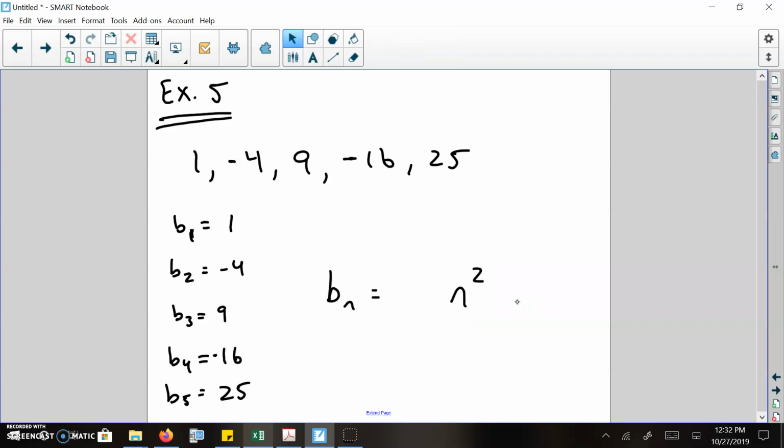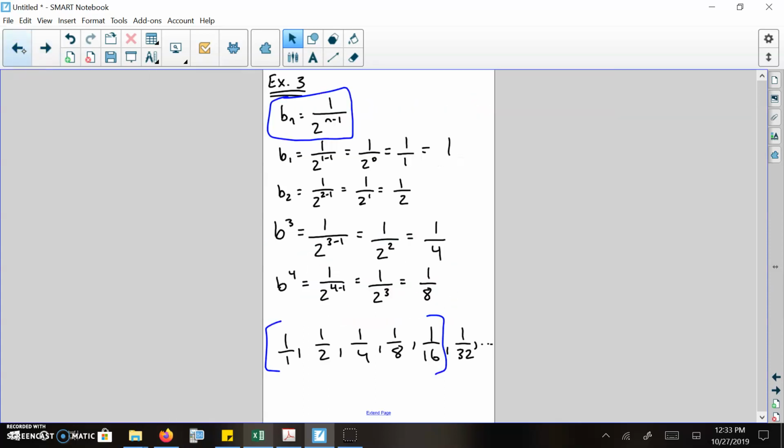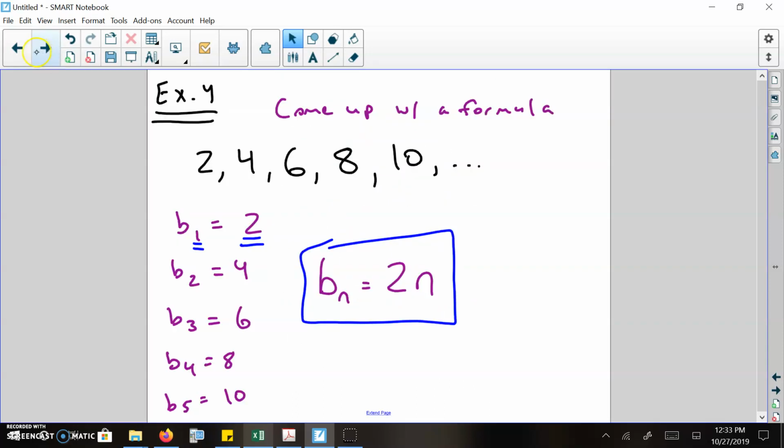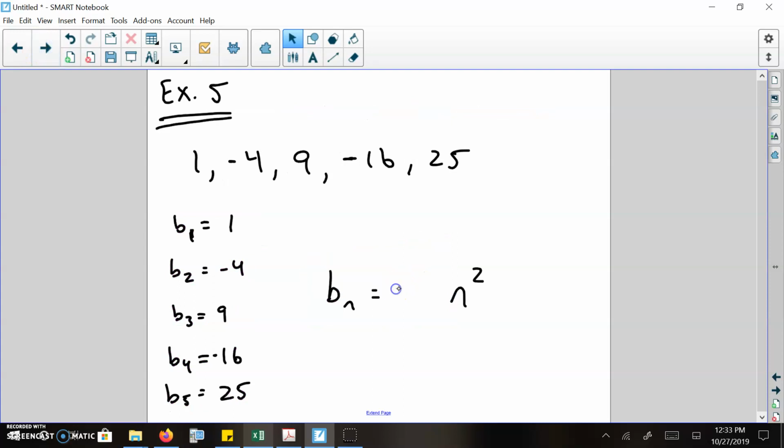Okay? Now what we need to account for is the fact that these signs are changing. Okay? It starts positive, negative, positive, negative, positive. We've seen that before when we tried example 2 right here. Okay? Notice here, positive, negative, positive, negative, positive. The way that we make those terms alternate is we take -1 and we raise it to a power. Okay? Now, as we mentioned earlier, when you raise a negative number to an even power, it's positive. When we raise it to an odd power, it's negative.